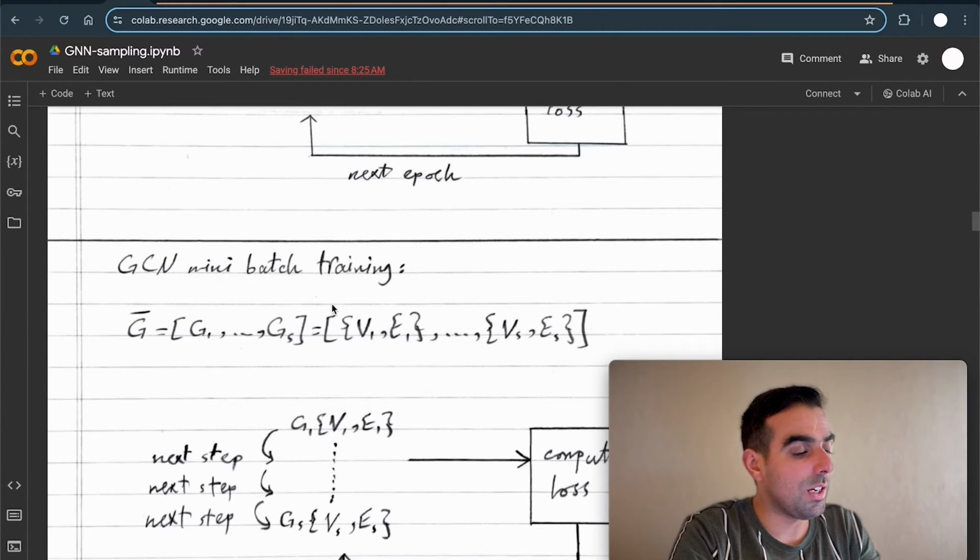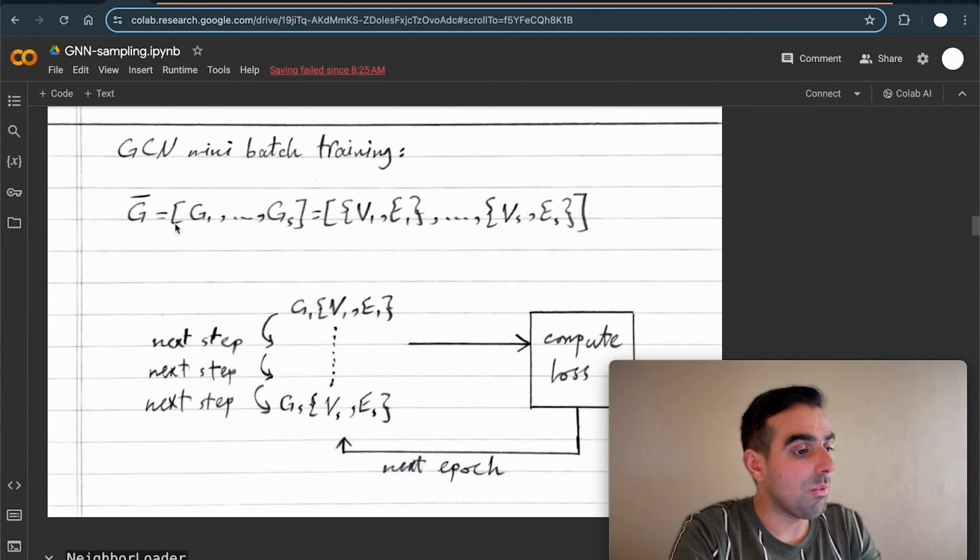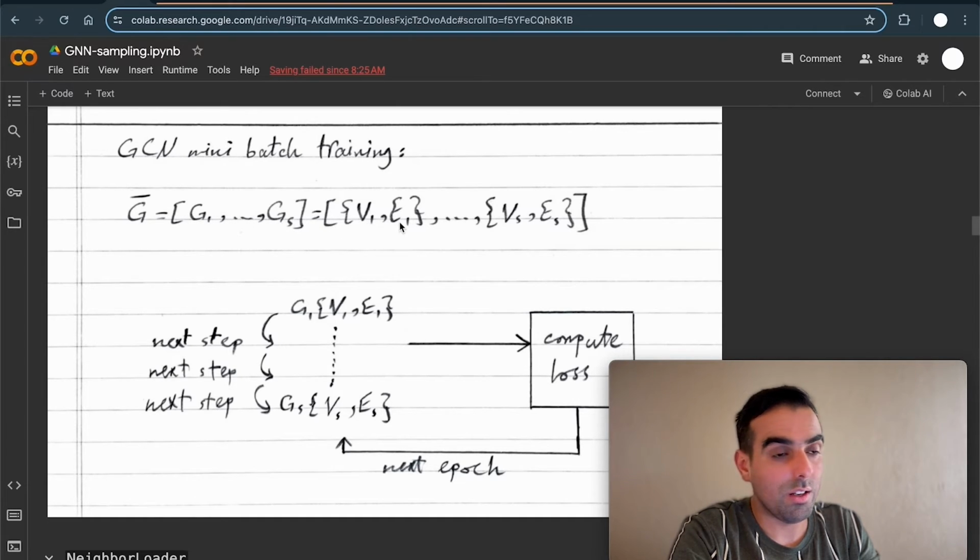But if it's a mini batch, then we are splitting the graph into subgraphs and feeding the sets of vertices and edges independently. So for each step, for each iteration in the epochs, we are feeding a subgraph to compute the loss.